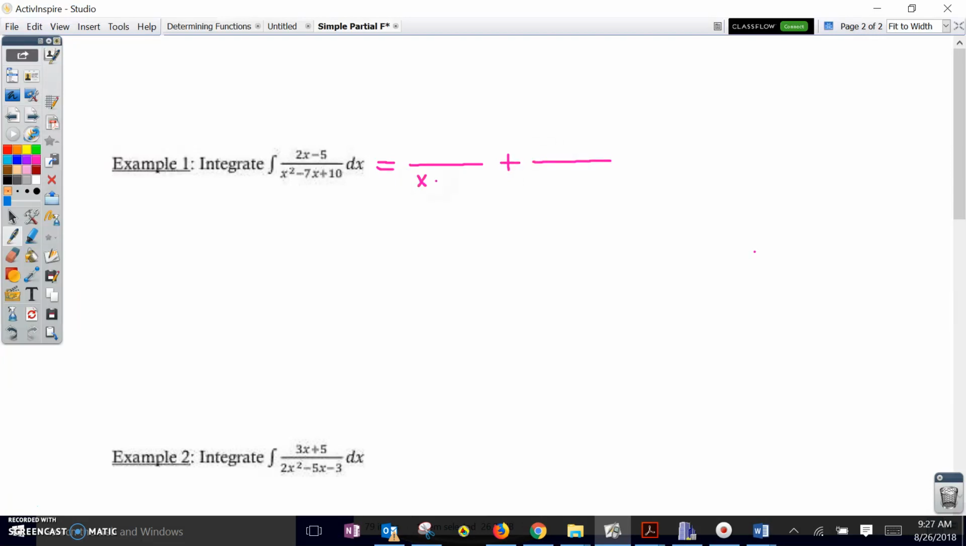Factors of the denominator are x minus 5 and x minus 2. And so we're going to rewrite this integrand as A over x minus 5 plus B over x minus 2. Alright, so that means that we need A times x minus 2 plus B times x minus 5 to be equal to the original numerator of our fraction.